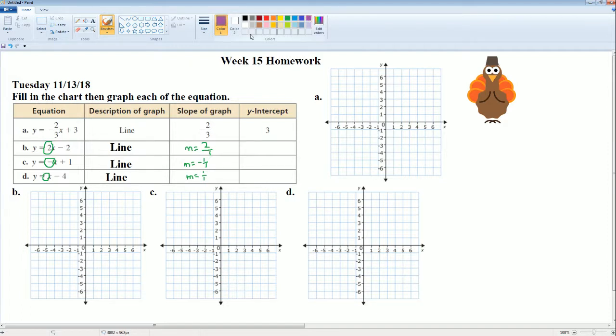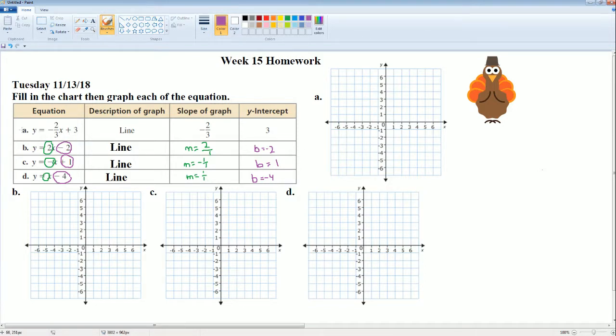Alright, let's find the y-intercept. We're going to use the color purple. The y-intercept is the value that is not attached to the x. So it would be this one. It's the whole thing here. So we would say b is equal to negative 2. What about this one? We say b is equal to the value of 1, or positive 1. For d, the value of b is equal to negative 4. Alright. Okay, let's do this now.